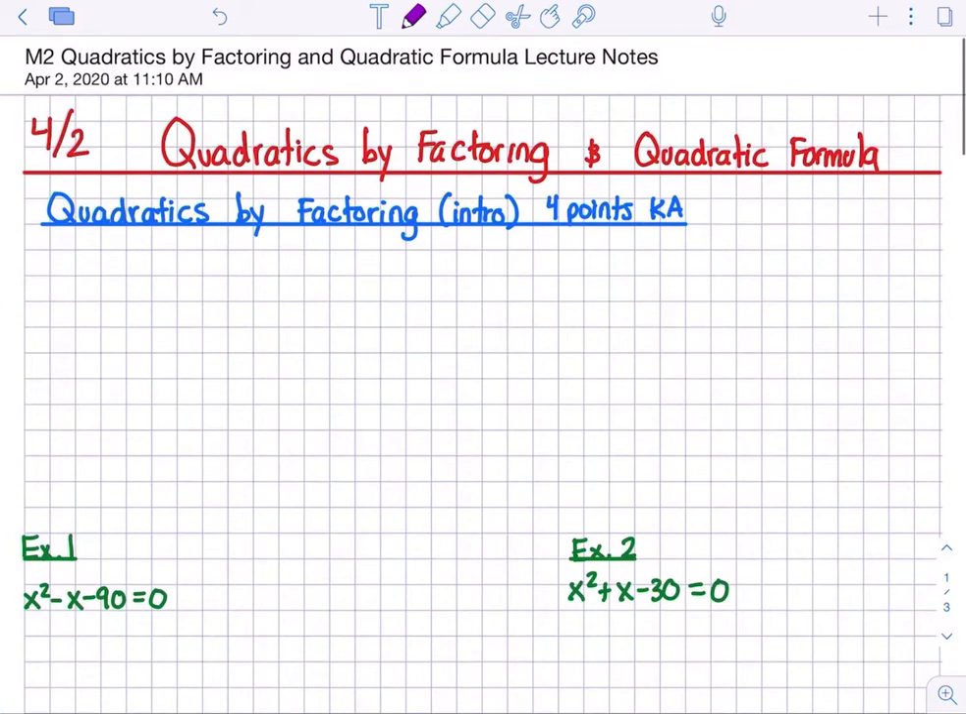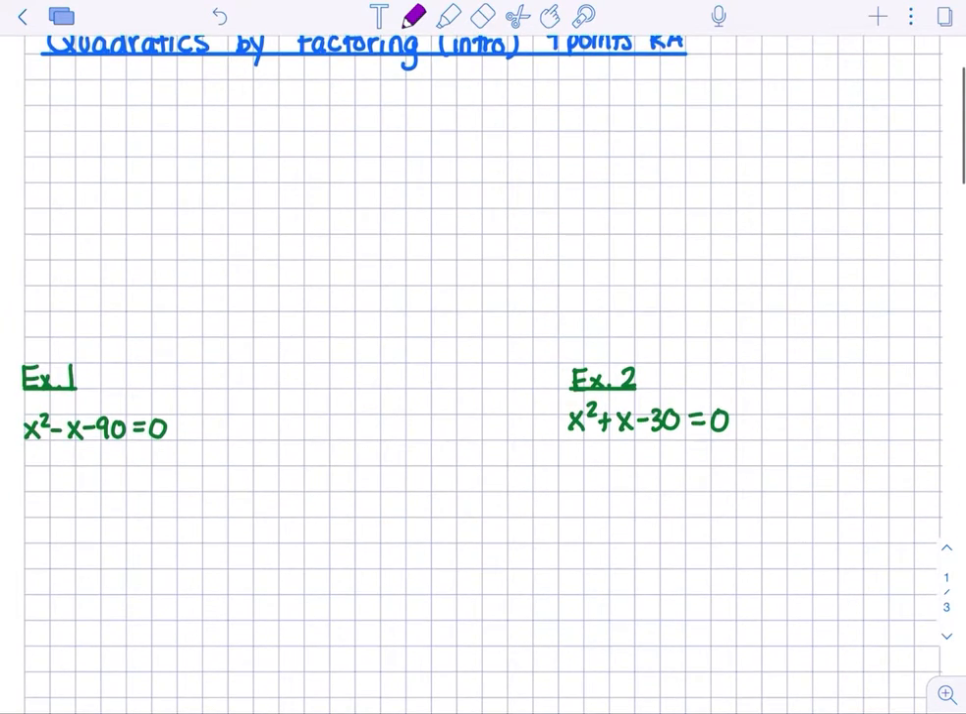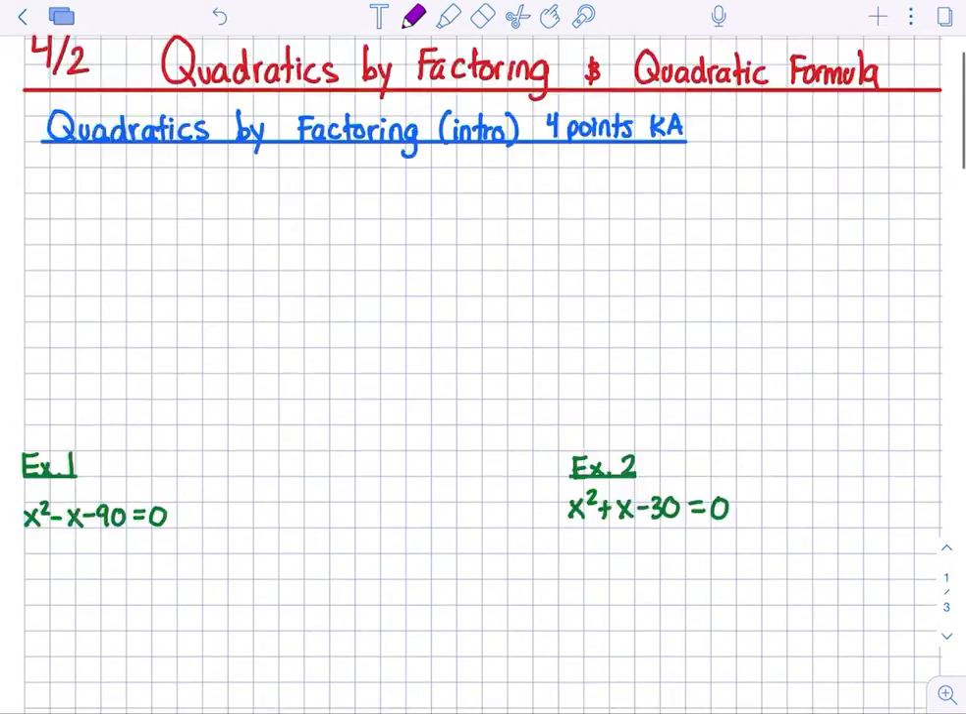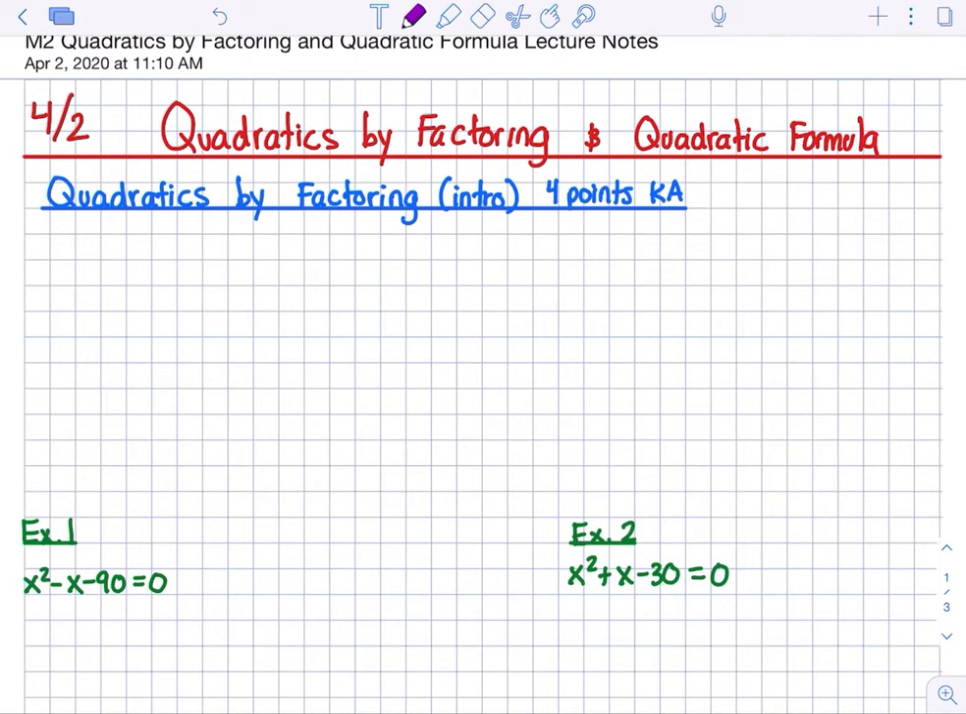So when you do quadratics by factoring, you're going to see example problems like so, example 1 and example 2. Just as a reminder, your functions are going to look like this, right? So again, this is standard form.